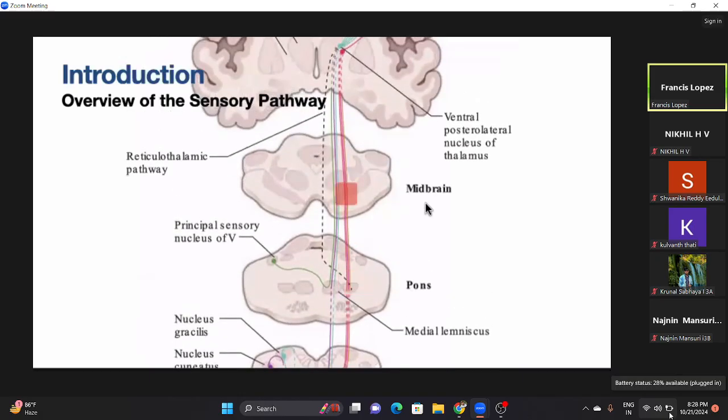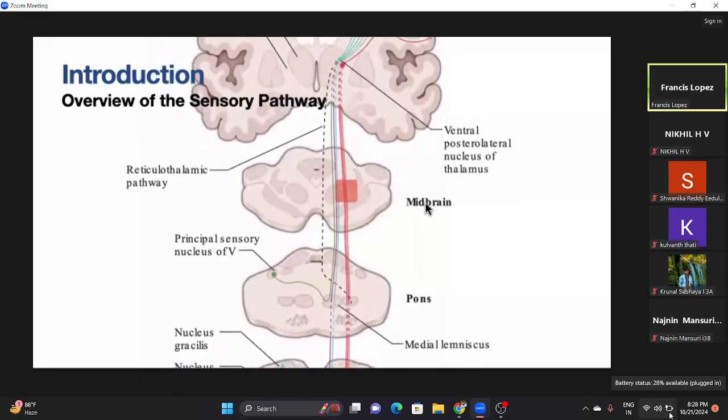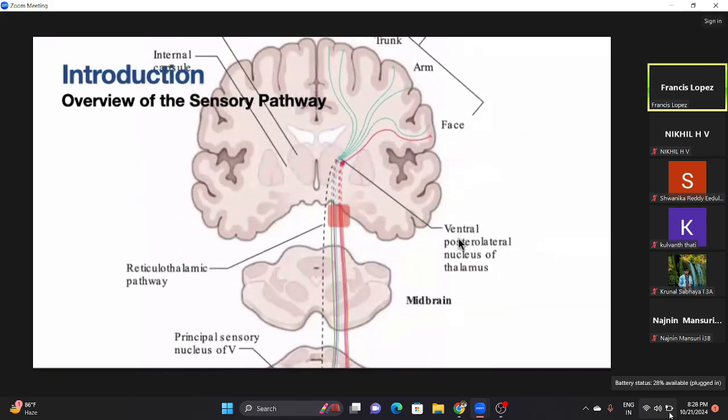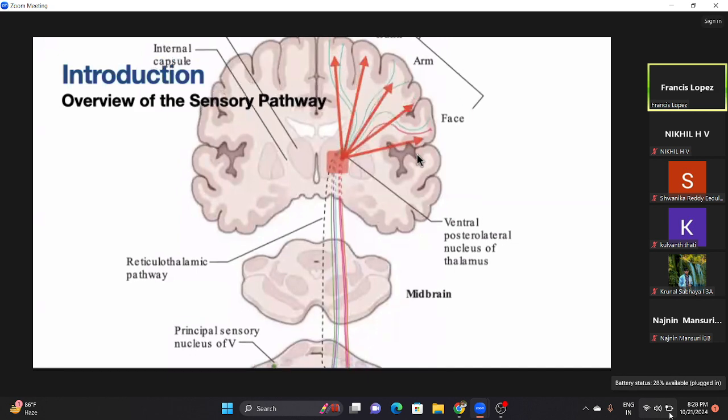Then the fibers entering these tracts are already destined towards the thalamus, especially the ventral posterolateral nucleus of the thalamus, and they go into the primary somatosensory cortex, wherein this primary somatosensory cortex is also somatotopically organized. Okay, the legs are in the medial aspect while the face is in the lateral aspect.